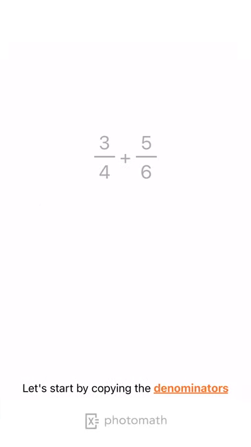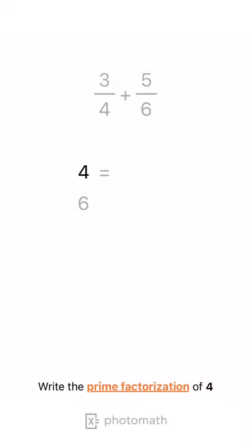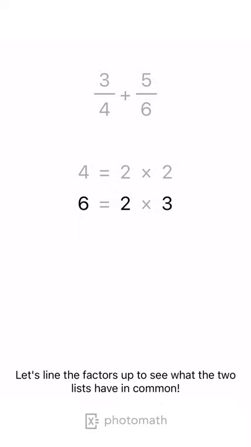Let's start by copying the denominators. Write the prime factorization of 4. Write the prime factorization of 6. Let's line the factors up to see what the two lists have in common.